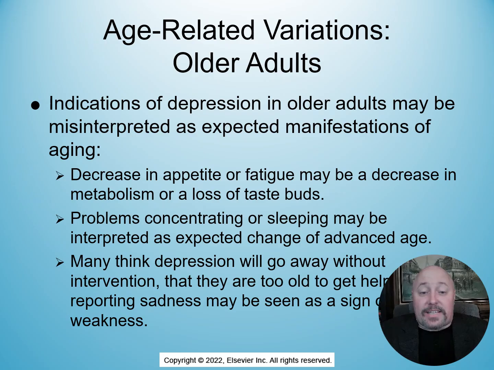When assessing older adults, indications of depression in older adults may be misinterpreted as expected manifestations of aging. Decrease in appetite or fatigue may be seen as a decrease in metabolism or a loss of taste buds. Problems concentrating or sleeping may be interpreted as expected change of advanced age. And many think depression will go away without intervention, that they're too old to get help, or that reporting sadness may be a sign of weakness.